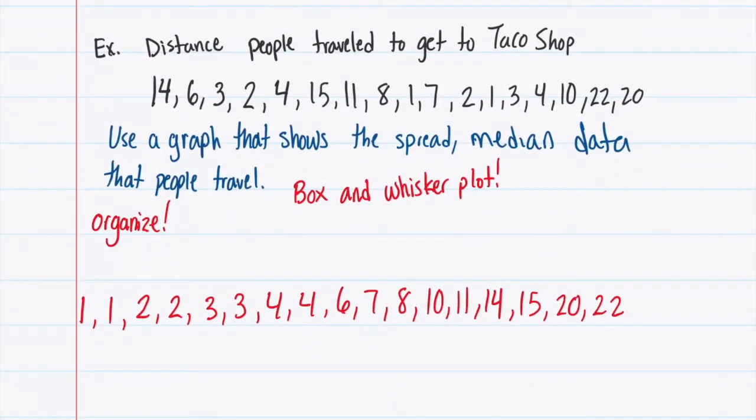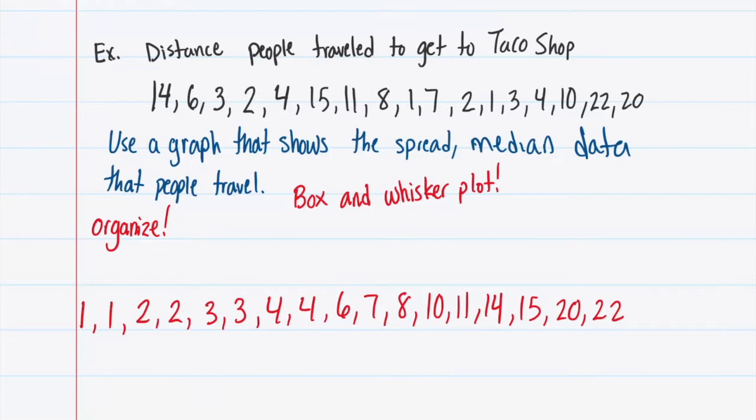Ourselves an example about a taco shop. We have the distance people have traveled to get to the taco shop. So we're measuring this in miles. Some people have driven 14 miles to get to the taco shop, so maybe from Calexico, or 11 miles from El Centro, maybe 22 from Brawley. Look, they're all over the place. 1 mile maybe from the high school. Who knows? But the point is, we're finding different distances people are driving to get to the taco shop.